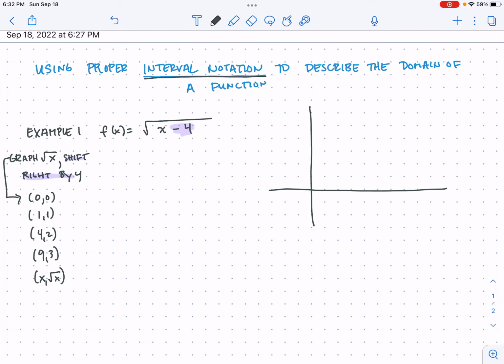When we shift those right by 4, we change our x coordinates by 4, so we get this new set of points: (4, 0), (5, 1), (8, 2), and 13, 3. Oops, that should be 8, 2, not 9, 2, and 9 plus 4 is 13, so (13, 3). On a picture, it looks something like this. Here's (4, 0), (5, 1), 6, 7, (8, 2), and then 9, 10, 11, 12, (13, 3). Our graph looks like that.